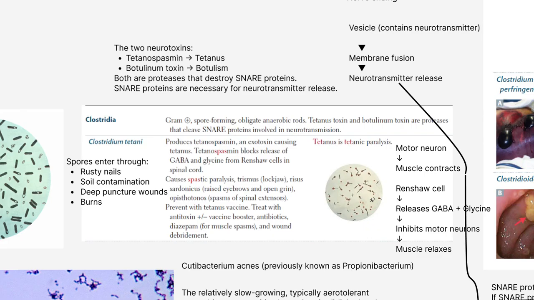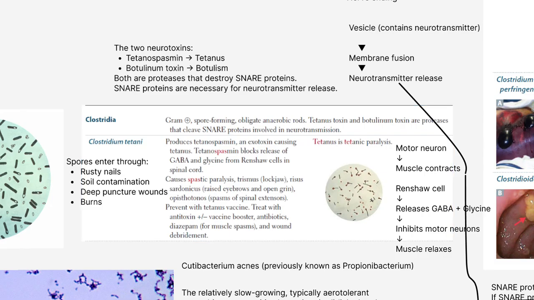And this will give you trismus, locked jaw, risus sardonicus, raised eyebrow and open grin, and opisthotonus, basically spasms of the spinal extensors. Now, why do you get spastic paralysis? Because the muscles are stuck on. They're constantly on. They're not relaxed. Imagine pressing the accelerator of a car while cutting the brake line. That's tetanus. There's no brake on the muscles, right?